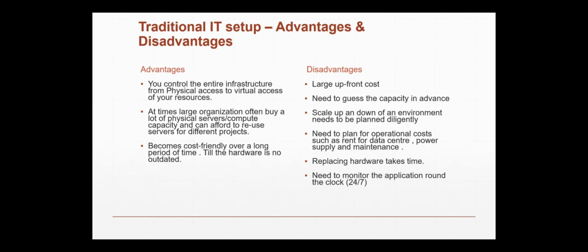Next is the need to plan for operational costs such as rent for the data center, power supply, and maintenance. So these are all operational costs wherein you are going to house your servers in your own location or maybe a rented place, where you need a constant supply of electricity to the servers as well as backup power in case the electricity goes out. Secondly, the servers do heat up a lot, so you need a controlled environment where you keep the server temperatures down. Then there will be regular updates to the hardware as well as the software present on those servers. Additionally, you need someone to monitor the application or the servers 24/7.